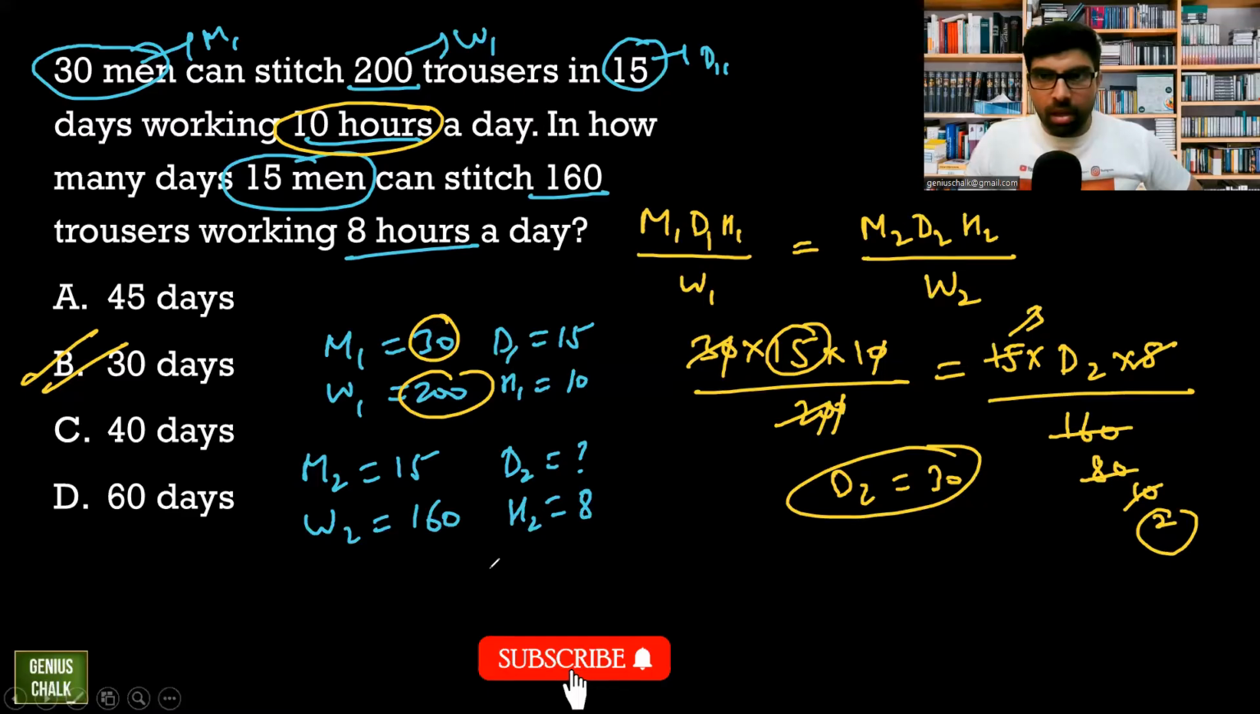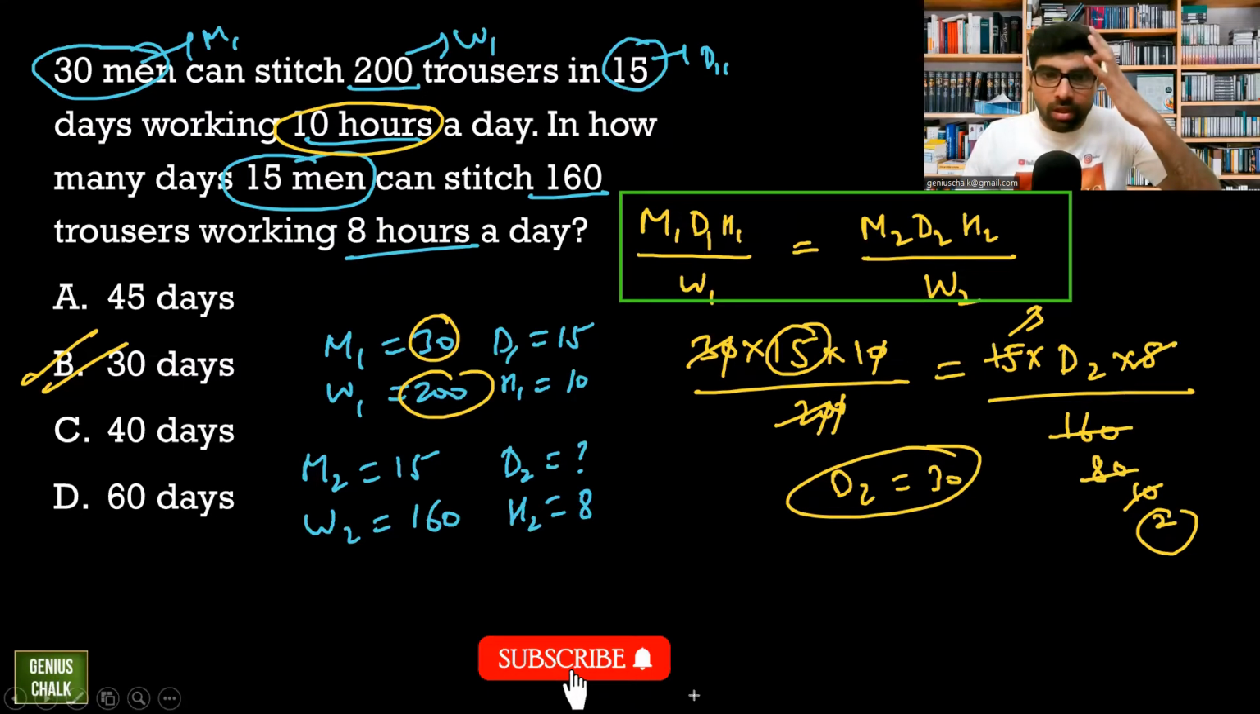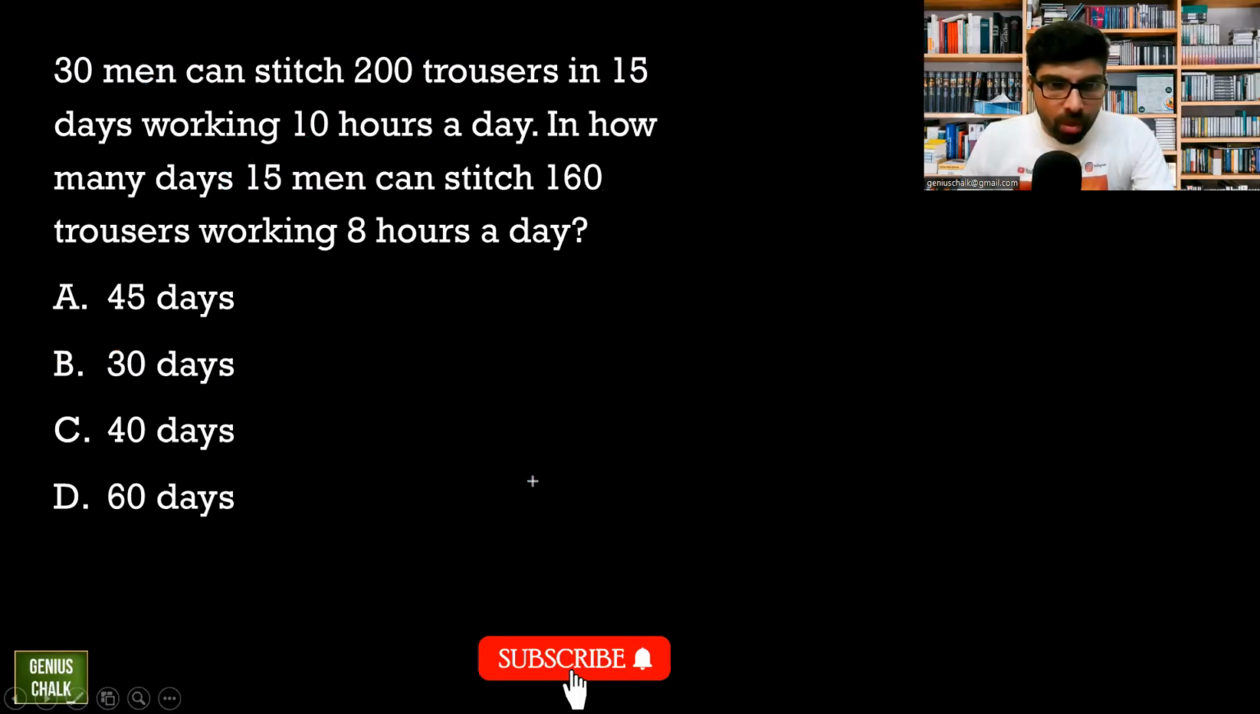Now some of you may be wondering why this formula is used and how it has been derived. Let's see. Always remember, number of men and days are always reverse. Like 10 men are working for 5 days, finishing the work. But if there are 5 men, the number of days will be more. So men and days are always reverse.